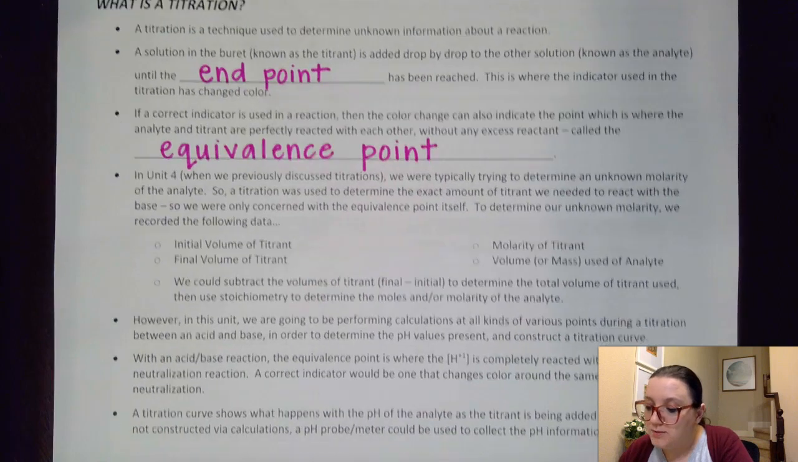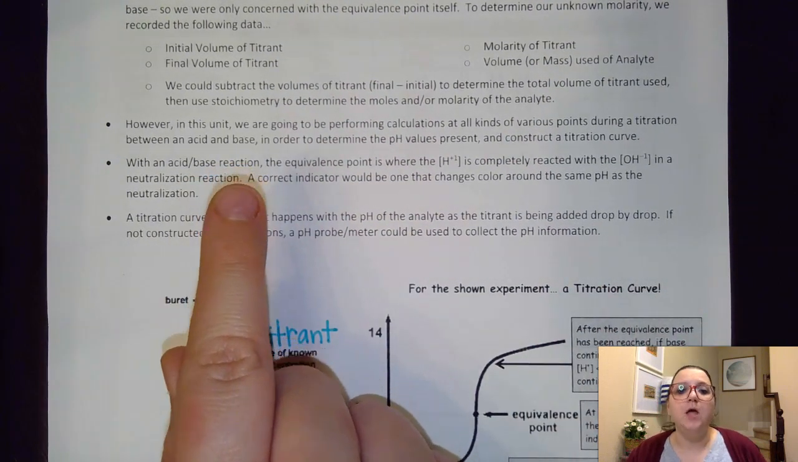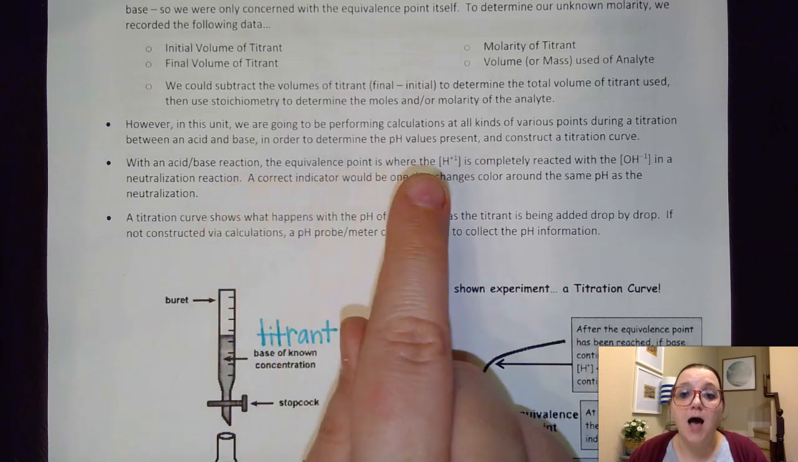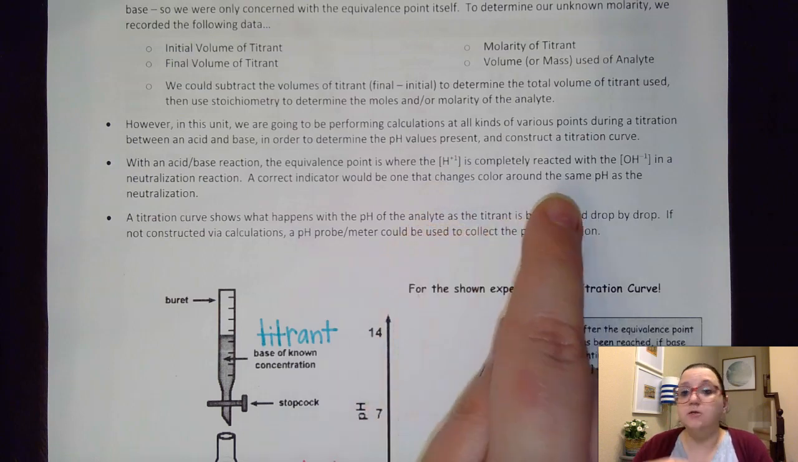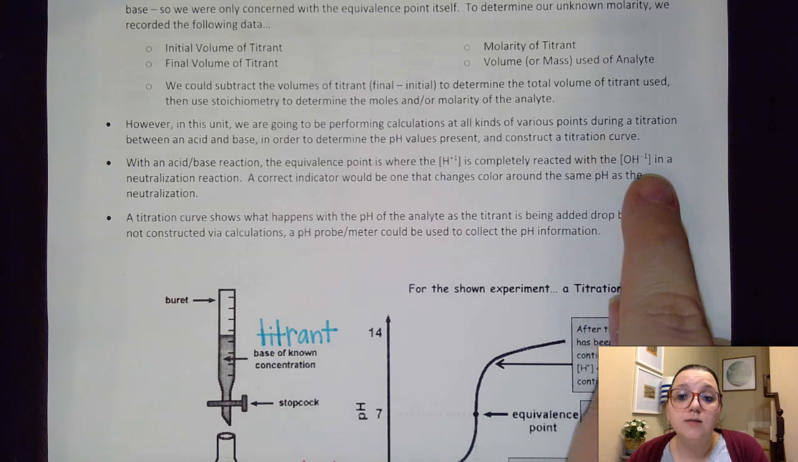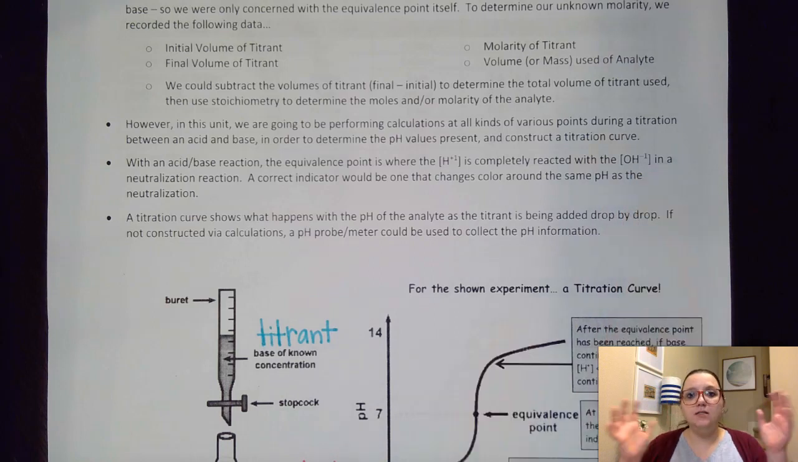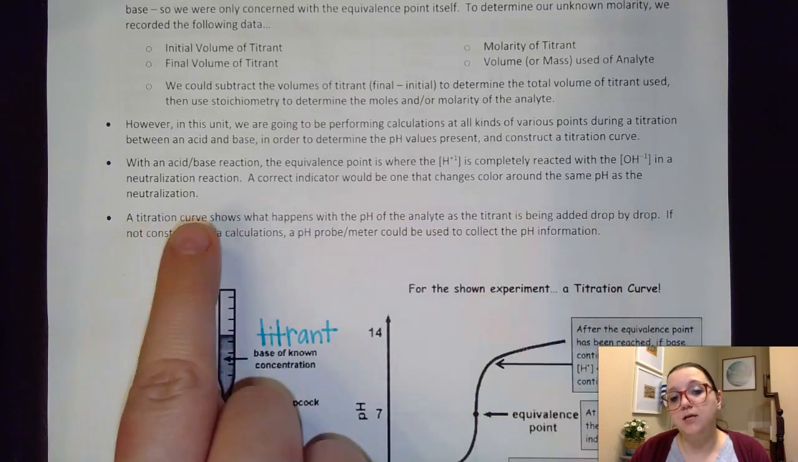Also, I do want to mention that with an acid-base reaction, the equivalence point is where the hydrogen that's coming from the acid is completely reacted, so again, stoichiometrically canceling out, with the hydroxide from the base. It's the point where we've perfectly neutralized those two ions out to make water. And so a correct indicator would be one that changes color around the same pH as the neutralization.